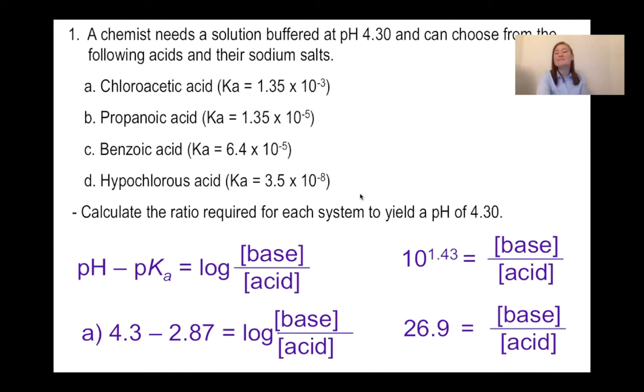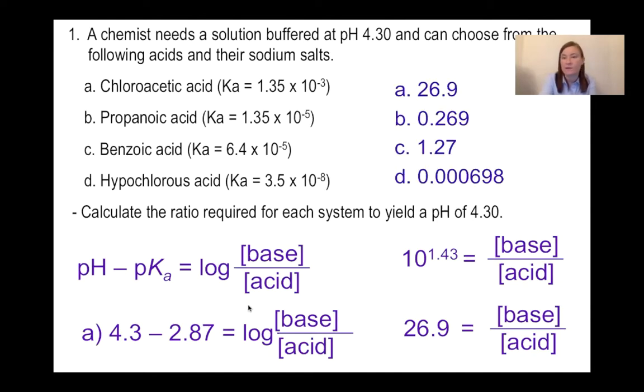Cool, you can do a similar calculation for the other three. And here are the ratios you get, right? So 26.9, 0.269, 1.27, 0.000698. And what we want is we want a ratio that's close to 1, right? And so we get that with benzoic acid. That's the closest to 1. Benzoic acid is going to work great at a pH of 4.3.